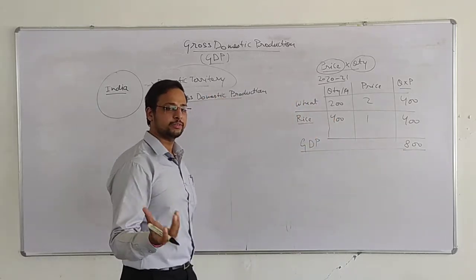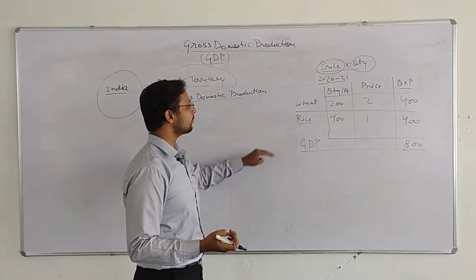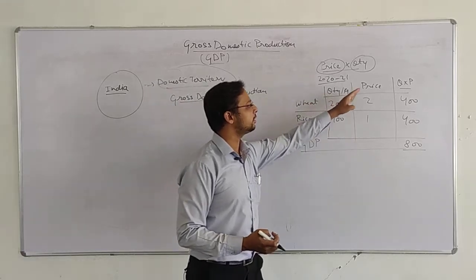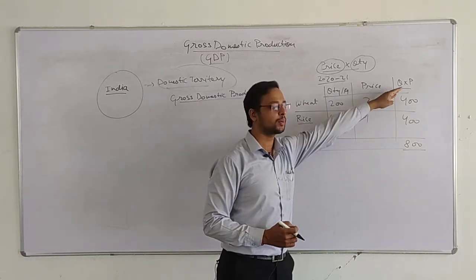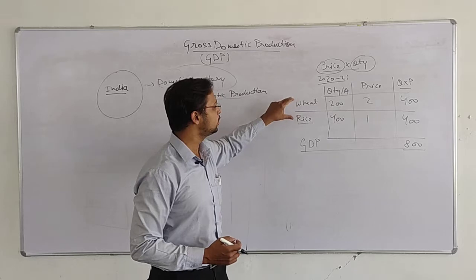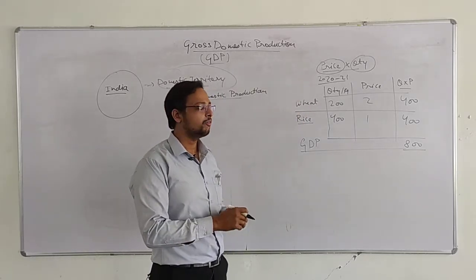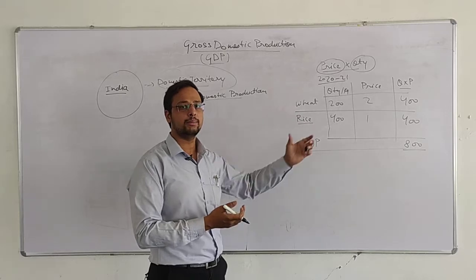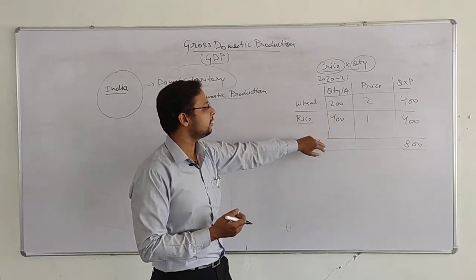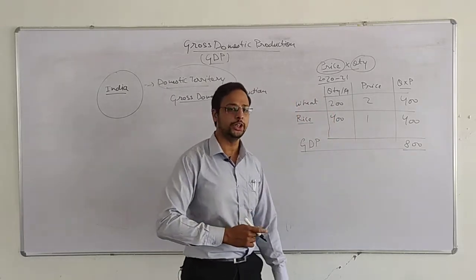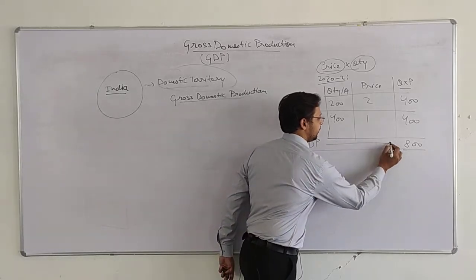So I hope it is very clear that when we multiply quantity with price, we get the quantity into price aggregate, and when we sum up all the commodities produced in an economy, with the multiplication of quantity and price, we get the GDP.